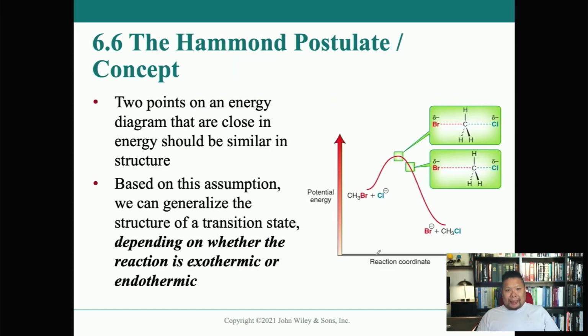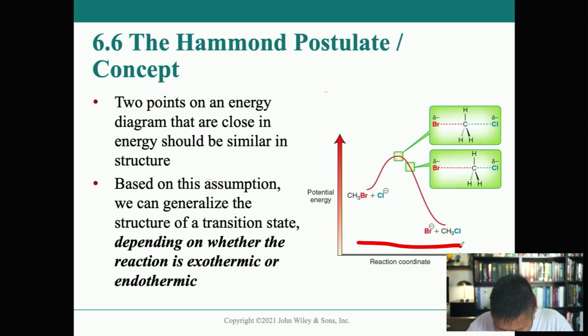That brings us to the Hammond postulate. The Hammond postulate states that two points on an energy diagram that are close in energy should be similar in structure. Based on this assumption, we can generalize that the structure of the transition state is dependent on whether or not the reaction is exothermic or endothermic. In this reaction here, it's definitely exothermic, because the resulting products have lower energy than the starting material.